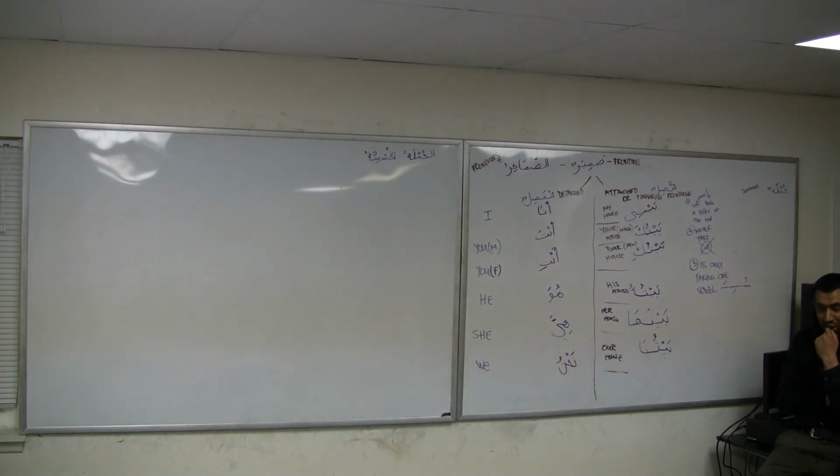Yeah. So how would I make the dual, the muthanna, out of jumlatun? If I said I have two sentences, how would I say two sentences? I would add alif and nun. So what would I get at the end of it? Jumlatan. MashaAllah.